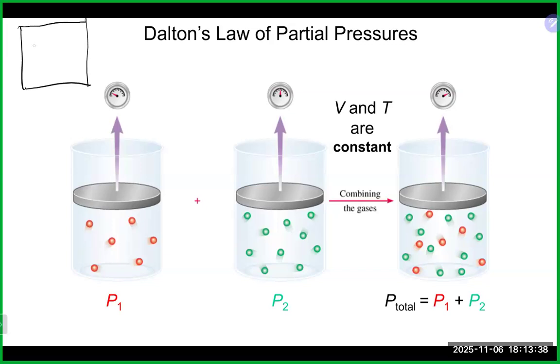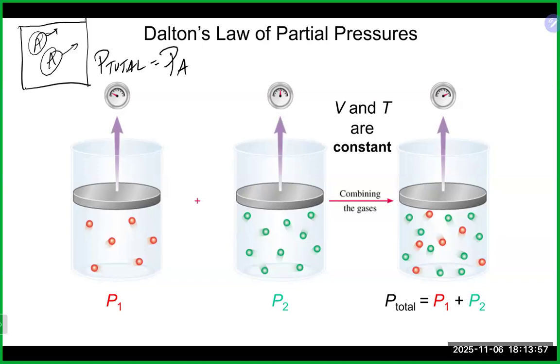And if we just had, for example, in a container, only gas A flying around, the total pressure of that container is basically a result of gas A, or the pressure associated with gas A, as that's the only guy flying around in that container.